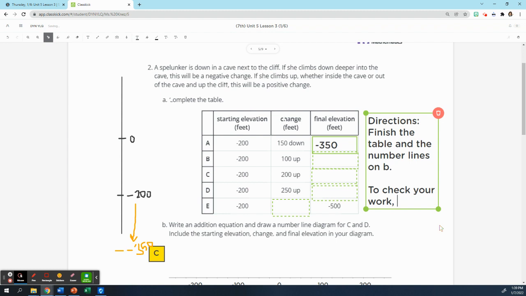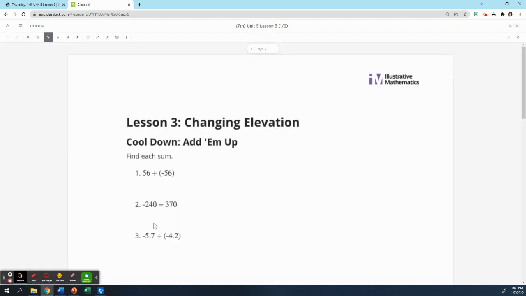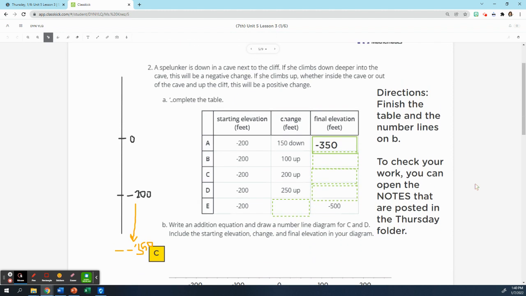To check your work, you can open the notes that are posted in the Thursday folder. Once you've finished this slide, you have a few other things to take care of today. The first is on slide 9, you have an exit ticket. The second is there's a homework assignment that's posted for you in the main folder. It's in Freckle. So to summarize, you need to finish the table and the number lines on B. Then you need to complete the exit ticket on slide 9. Then you need to complete the homework. The only slides you need to worry about from today are 4, 5, and 9. Then the homework. As always, if you have any questions, just send me an email.